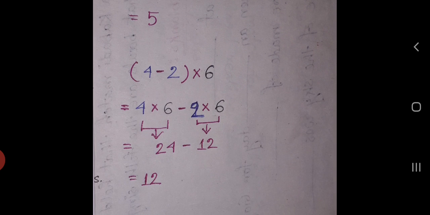For example, 5 into (3 minus 2) is equal to 5 into 3 minus 5 into 2. This is equal to 15 minus 10, and the answer is 5. Again, (4 minus 2) into 6 is equal to 4 into 6 minus 2 into 6. That means 24 minus 12, and this is equal to 12. This property is called distributive property.